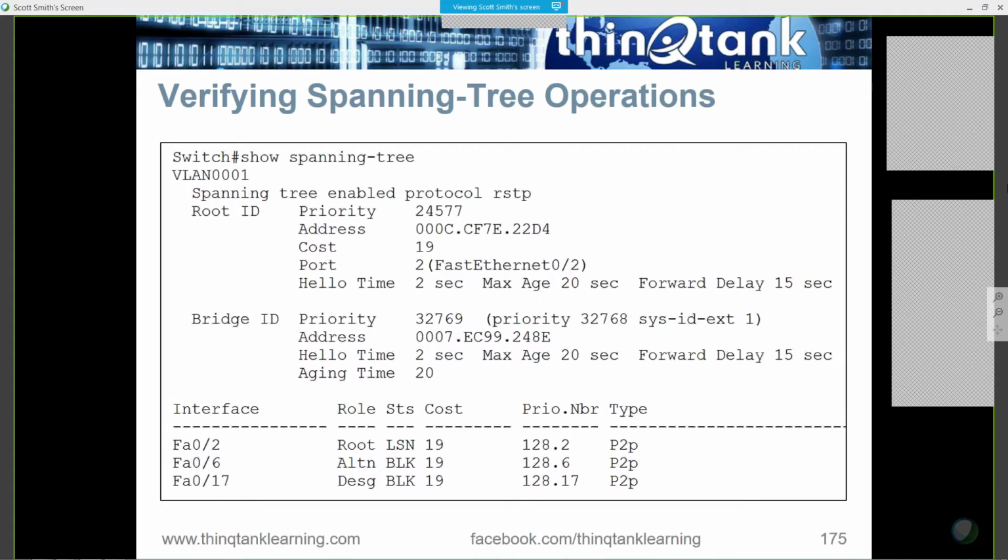Now let me ask you guys, does a switch have to be the root for every VLAN? No. So just because a switch is not the root for one VLAN doesn't mean it cannot be the root for another VLAN, because Cisco runs spanning tree per VLAN. All right?